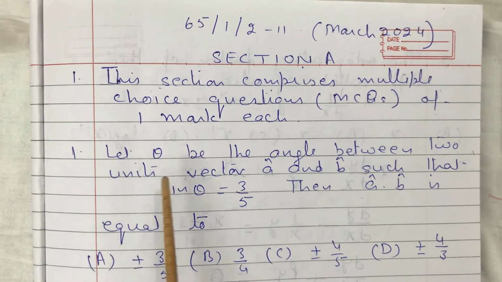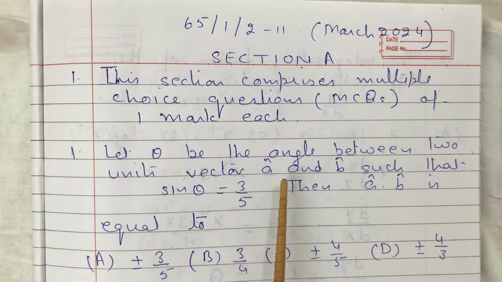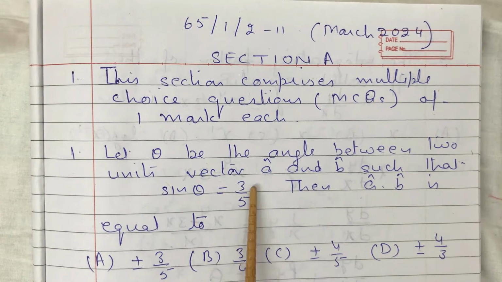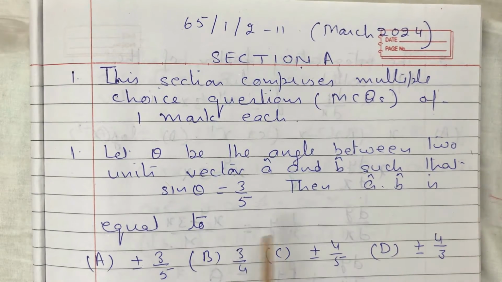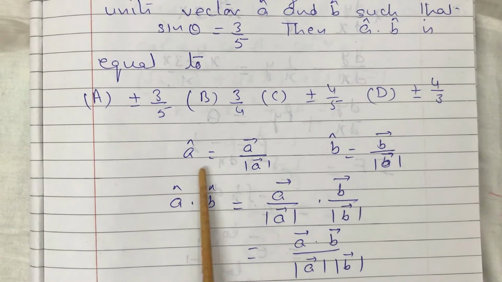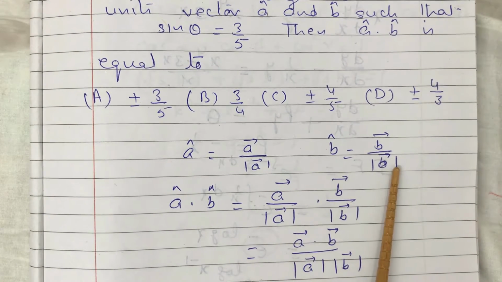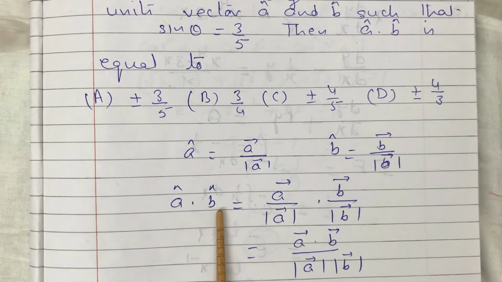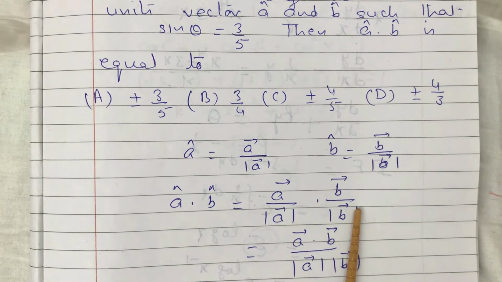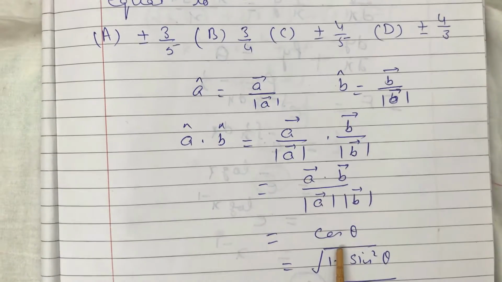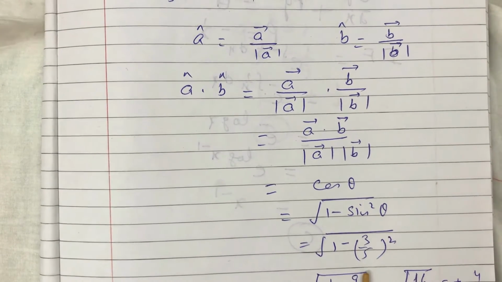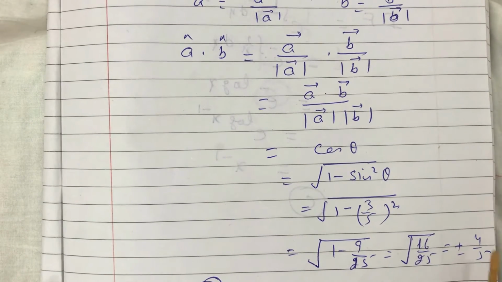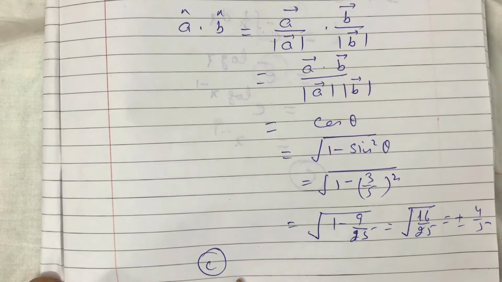Its first question is: let theta be the angle between two unit vectors A and B such that sine theta is 3/5. Then unit vector A dot unit vector B is equal to, there are 4 options. Now this is a formula for cos theta. Cos theta can be written as √(1 minus sine square theta). Substitute the values and you will get plus minus 4/5. So C is the option.